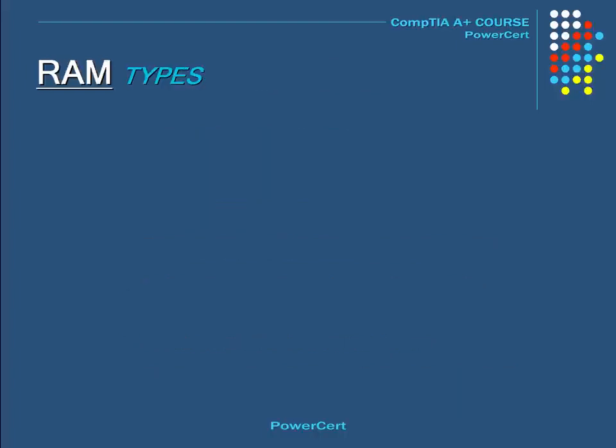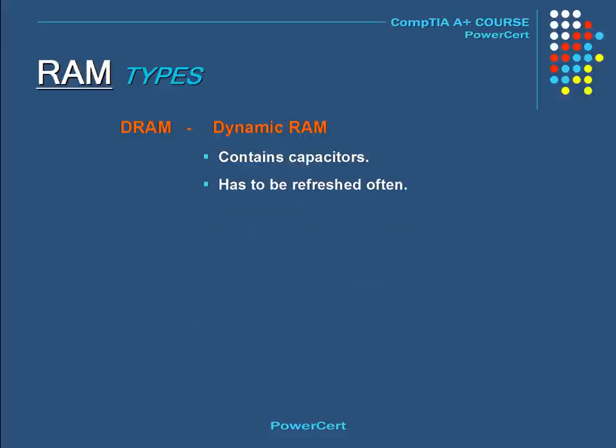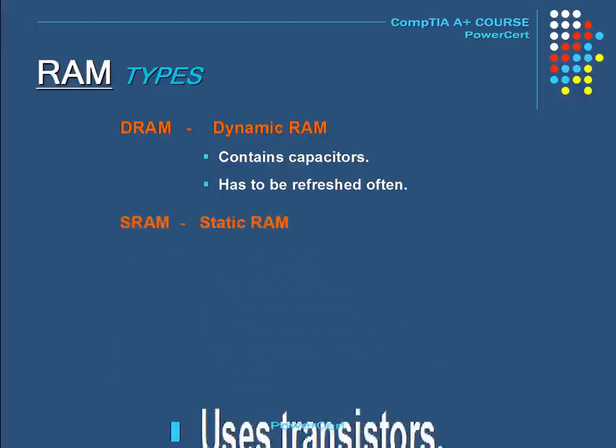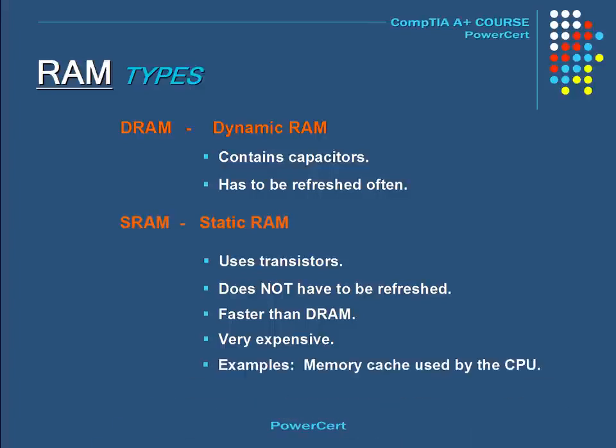RAM also comes in different types, such as dynamic RAM or DRAM. DRAM is memory that contains capacitors. And because it has capacitors, it has to be refreshed often. SRAM stands for static RAM. This memory uses transistors and does not have to be refreshed, unlike DRAM. And because of this, it is much faster than DRAM, and it is also very expensive. An example of SRAM would be the memory cache level 1 and 2 that is used by the CPU.